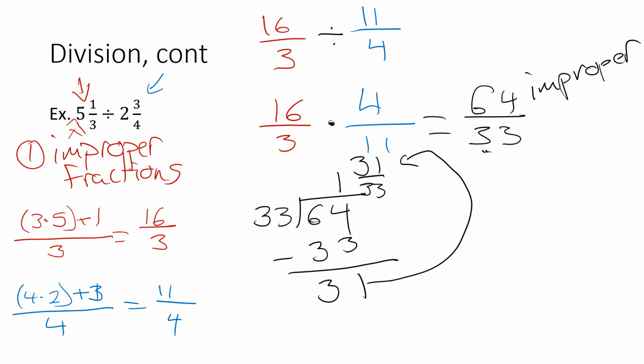Can we reduce 31 over 33 by anything? And the answer to that is no. There's nothing that will go into 31 and 33. 31 is prime. So our final answer, once we finish everything, and once we make our final answer look pretty, our final answer is 1 and 31 over 33.